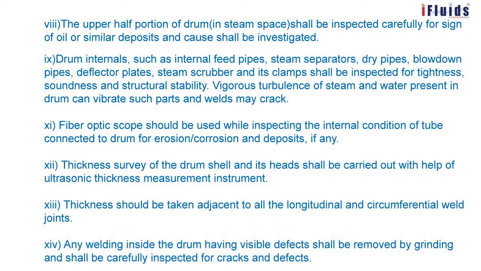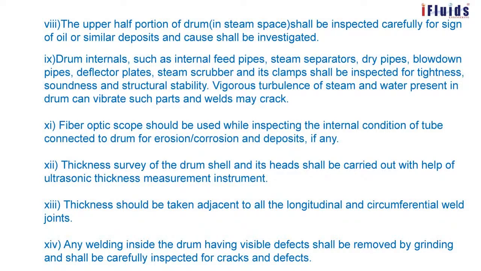The upper half of the drum in steam space shall be inspected carefully for signs of oil or similar deposits. Drum internals such as internal feed pipes, steam separators, dry pipes, blowdown pipes, deflector plates, and steam scrubber and its clamps shall be inspected for tightness, soundness, and structural stability. Vigorous turbulence of steam and water present in the drum can vibrate such parts, and the welds may crack. Fiber optic scope should be used while inspecting the internal condition of tubes connected to the drum for erosion.